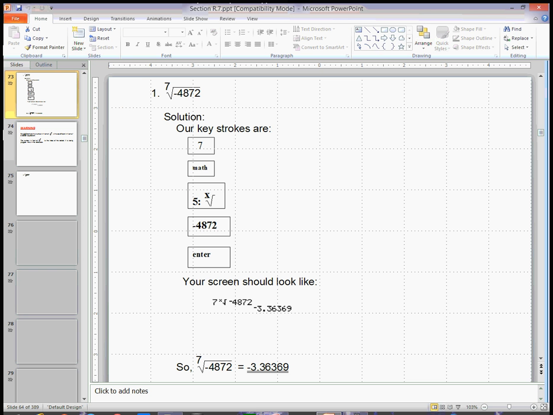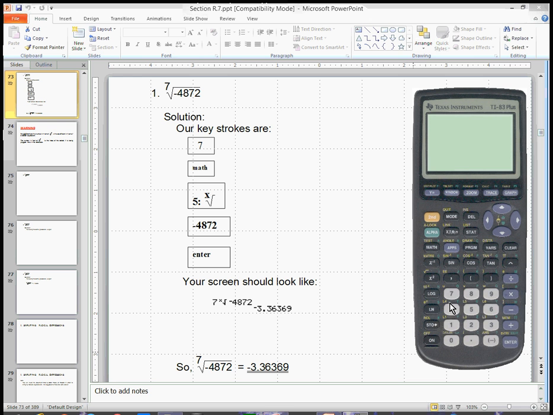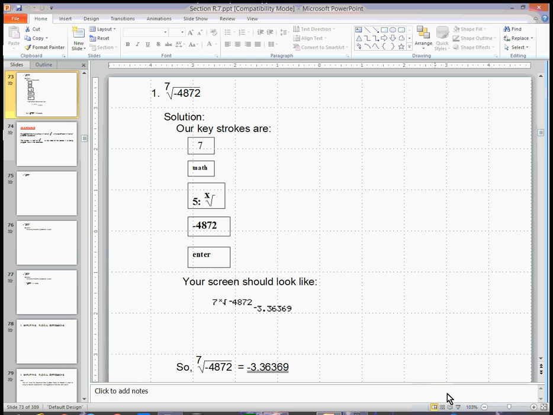So again, if I take out our calculator, 7, math, choice 5, negative 4872, enter, and again I get the same thing. Okay, so there's our calculator.